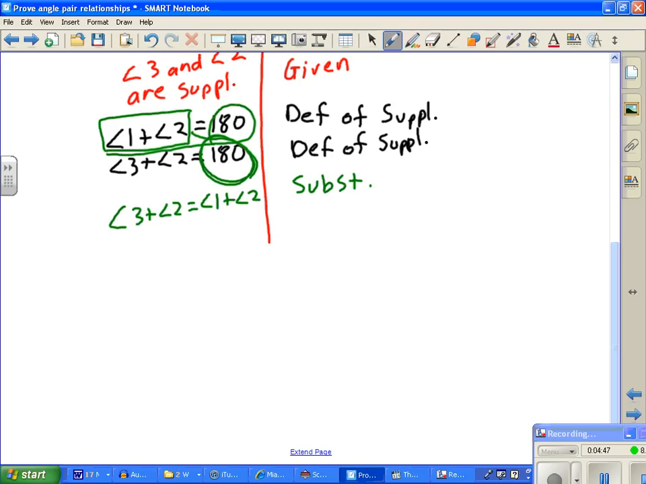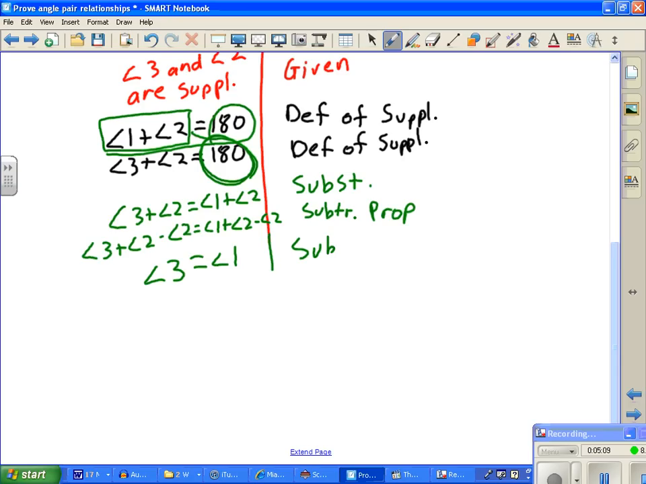Well, now what? Well, look, I got an angle 2 on both sides. What happens if I subtract those? Angle 3 plus angle 2 minus angle 2 equals angle 1 plus angle 2 minus angle 2. That's the subtraction property. When I actually subtract, I end up with angle 3 equals angle 1. That was just subtraction.